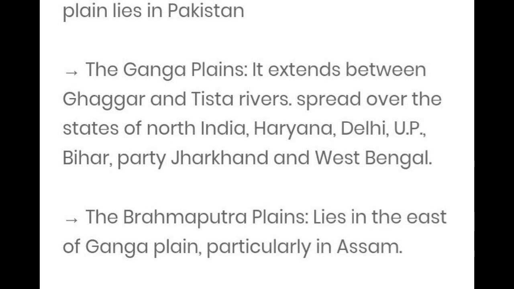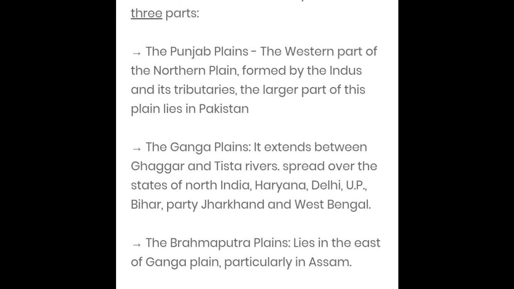The map that you have seen has divided the northern plain into three sections, mentioned as number 1, number 2 and number 3. Number 1 was the Punjab plain, number 2 was the Ganga plain, and number 3 was the Brahmaputra plain.